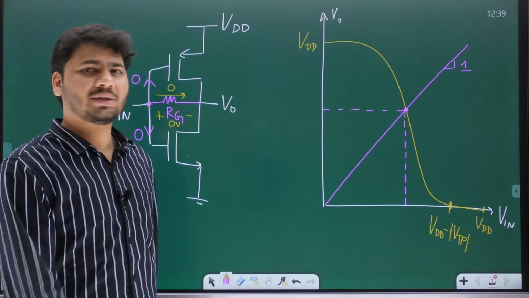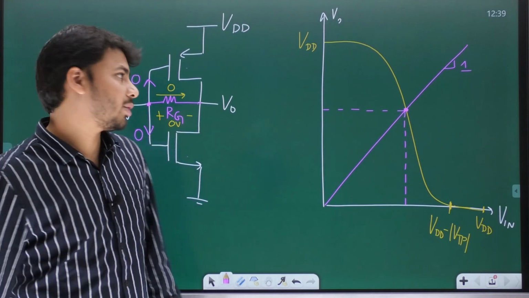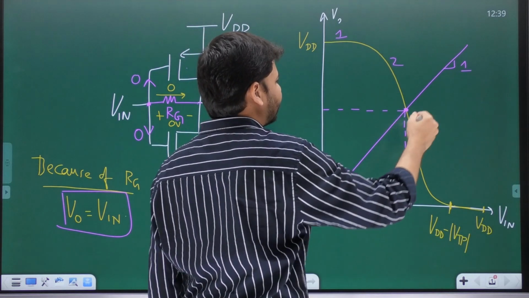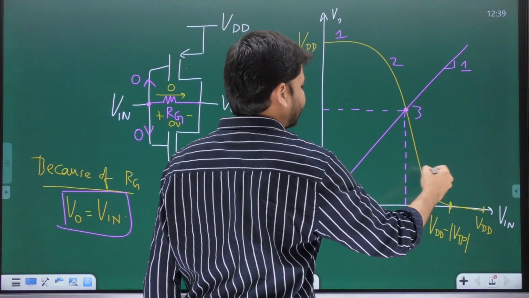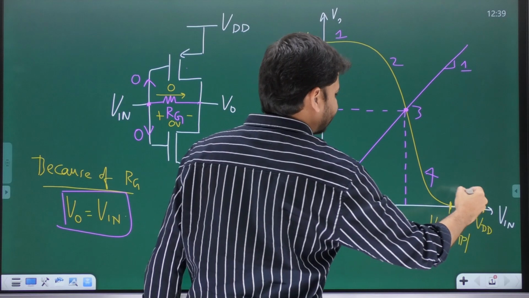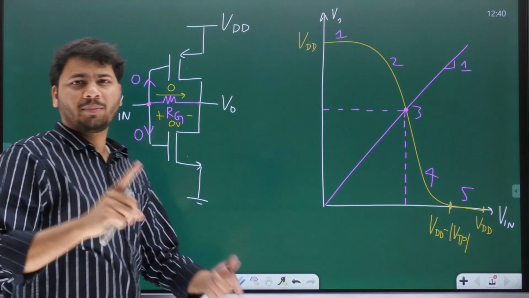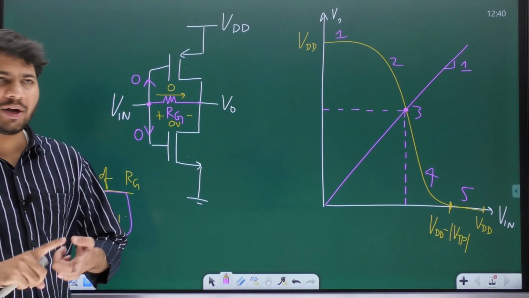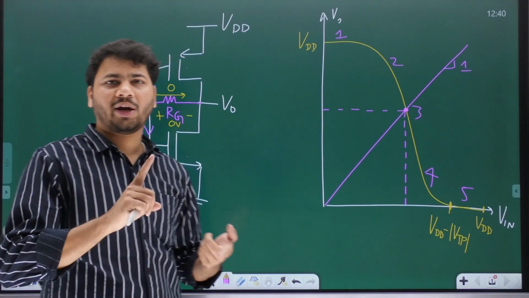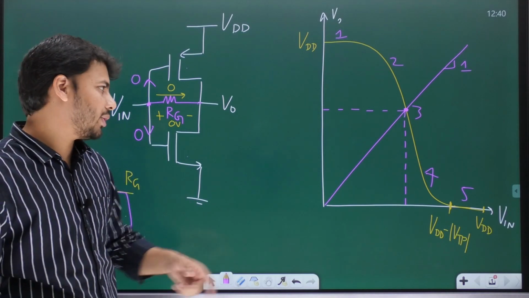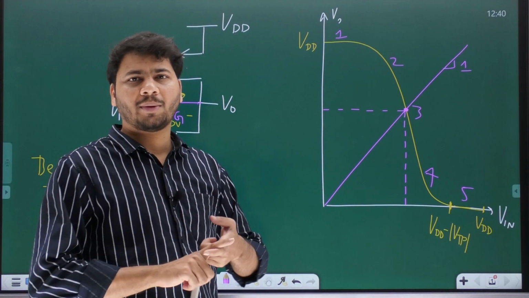Remember, in the voltage transfer characteristic, there are segments, okay? This is what? First segment. This is what? Second segment. This one is what? Third segment. Then this is what? Fourth segment. This one is what? Fifth segment. In the first segment, NMOS is off, PMOS will be in deep triode. In the second segment, NMOS turns on in saturation and PMOS will operate in triode. In the third segment, both will operate in saturation.